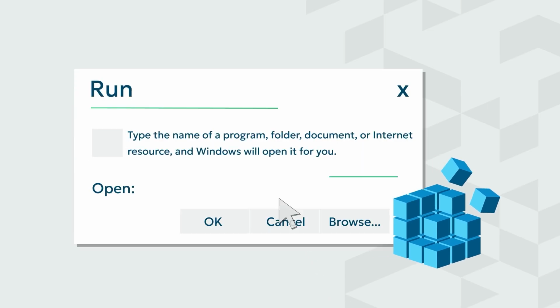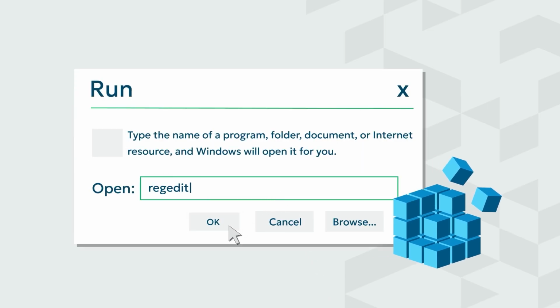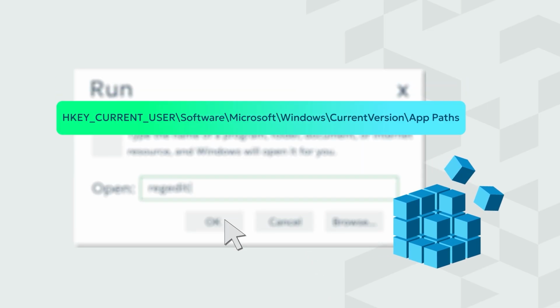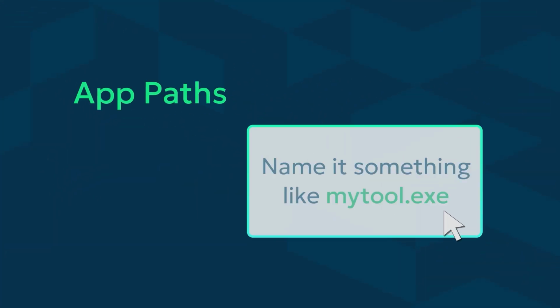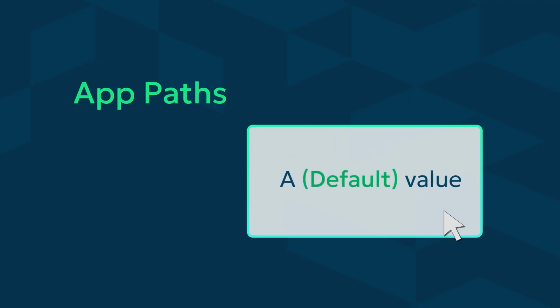Open the Run dialog, type regedit, and navigate to HKEY_LOCAL_MACHINE, Software, Microsoft, Windows, CurrentVersion, App Paths. Right-click the App Paths key to create a new alias. Name it something like mytool.exe. Then add a default value pointing to the full executable path, and a Path value for the containing directory.